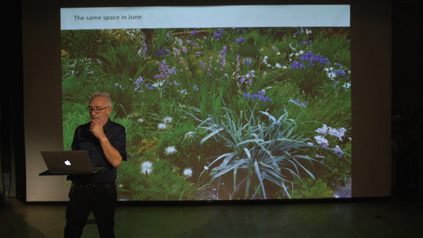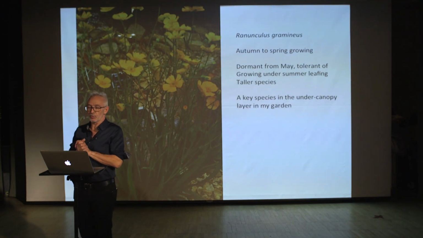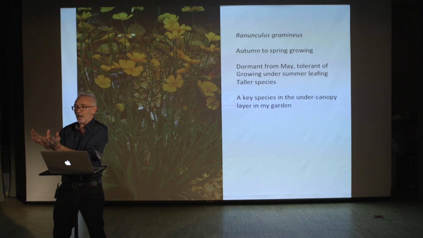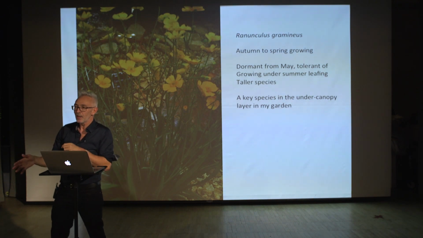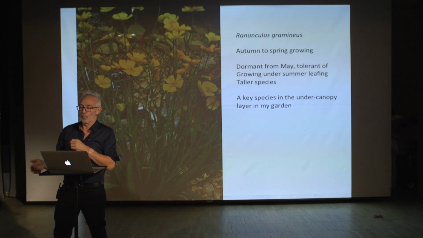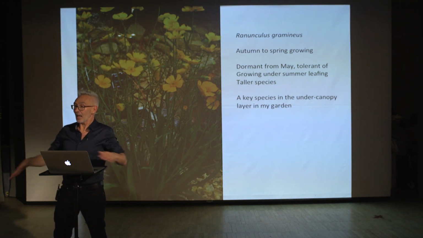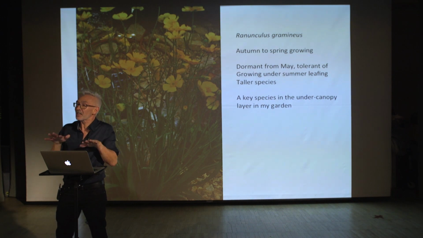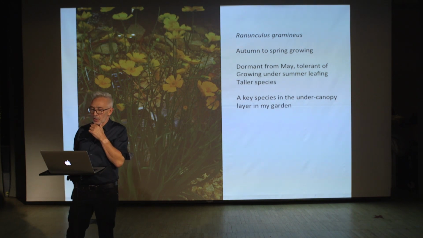One of the key species in my garden is Ranunculus gramineus, which is a little sort of steppe plant from southern Europe. But it has the appealing characteristic: it grows between autumn and spring in a maritime climate. It's dormant from May. And so you can use this plant, which is very intolerant of shade, under canopies above because it goes dormant, but it's not dormant when it needs to be there. So it's a clever little play on phenology.